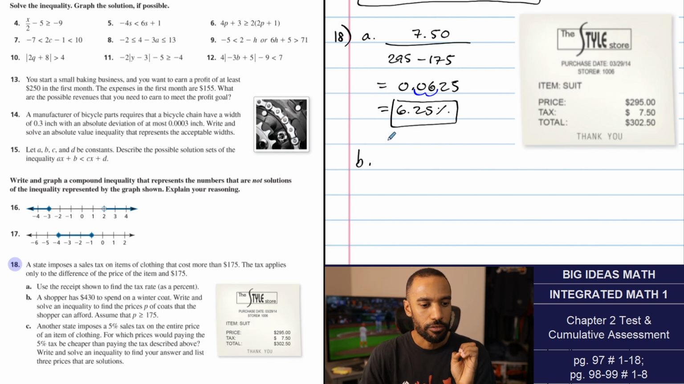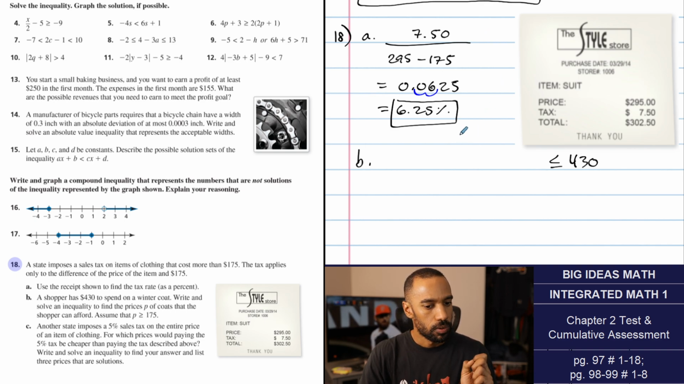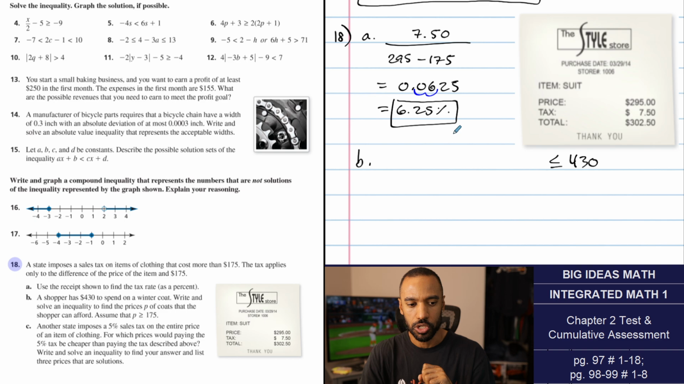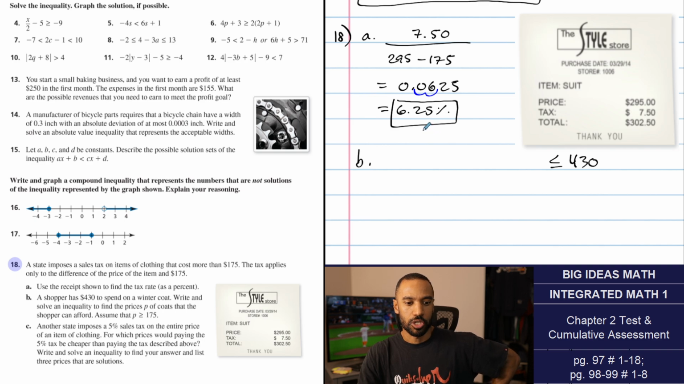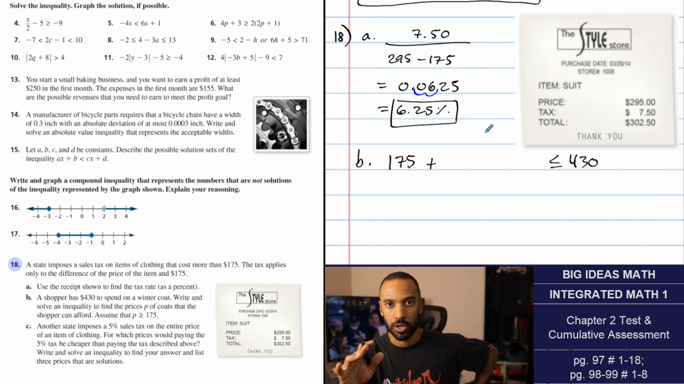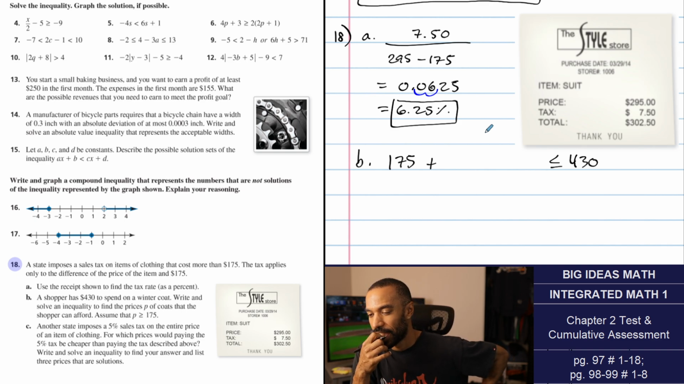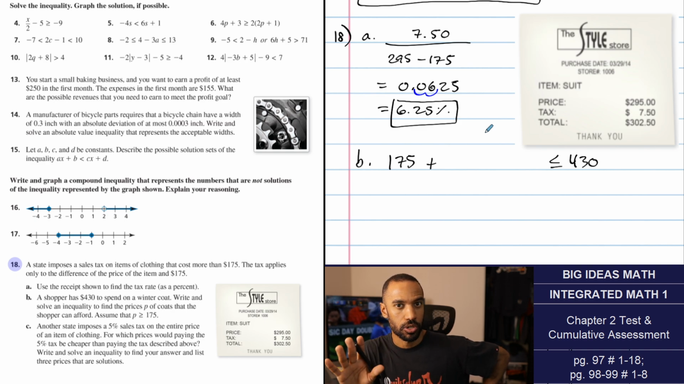Okay, so what are they saying? We have $430 to spend. We can't spend any more. We have to be less than or equal to $430. Let's see how much room we need. Now, given that, write and solve an inequality to find the prices P of coats the shopper can afford. It says assume that P is greater than or equal to 175. So we're going to spend at least $175. This is an untaxed 175. Now we're also going to be spending an additional P dollars. The thing about the P dollars, though, is, first of all, this additional amount is the overall total price you're going to be spending.